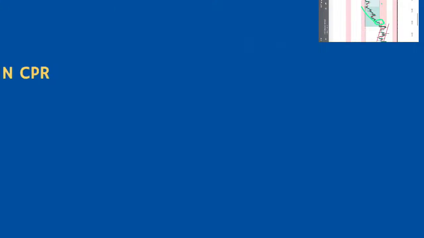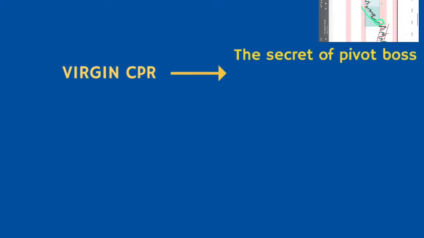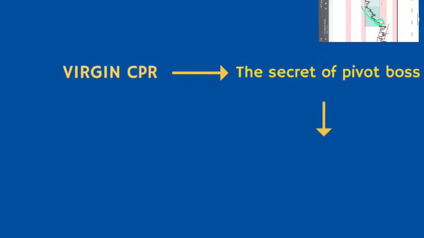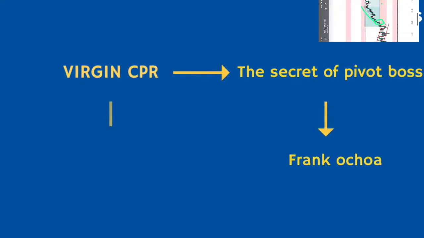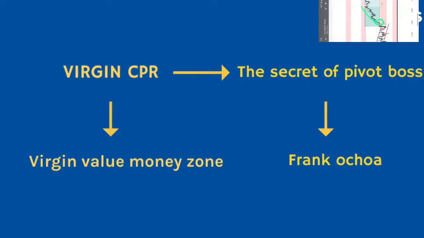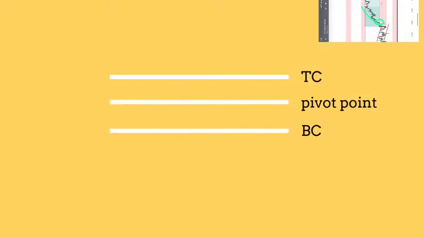In this video, we are going to see about Virgin CPR. The Virgin CPR concept is taken from The Secret of Pivot Boss, written by Frank Ochoa. Virgin CPR is called the Virgin Value Money Zone. As you all know, there will be a CPR level for each and every day.